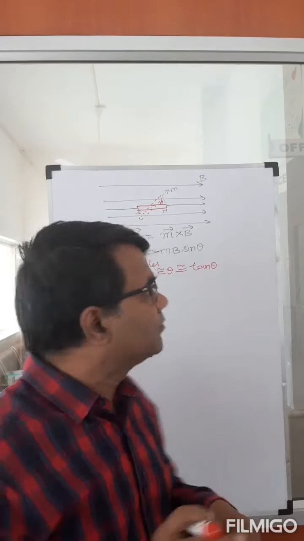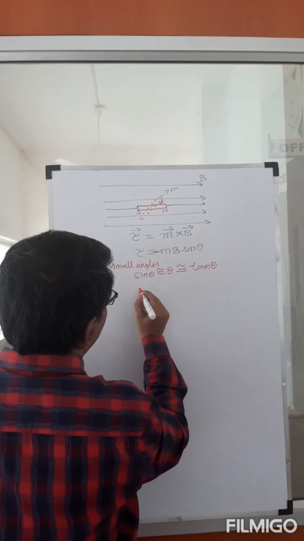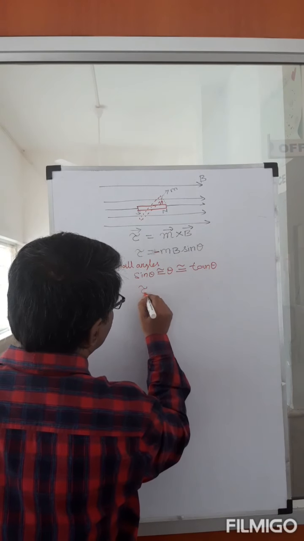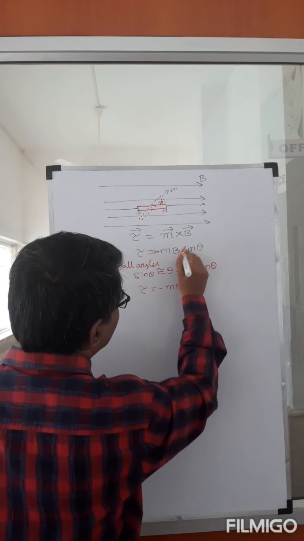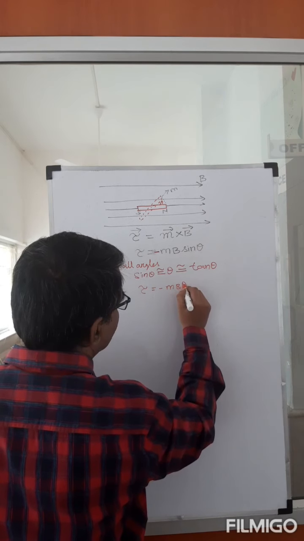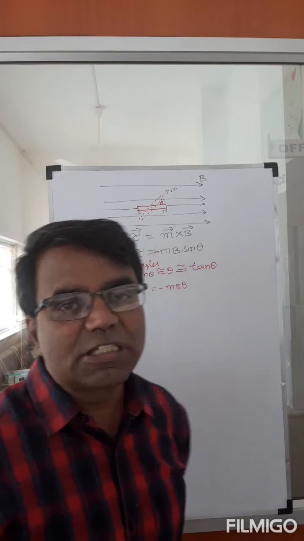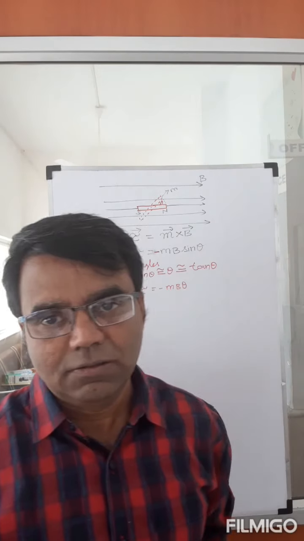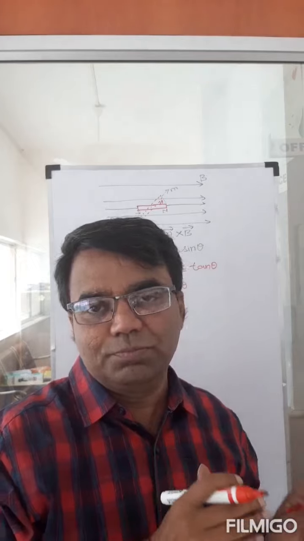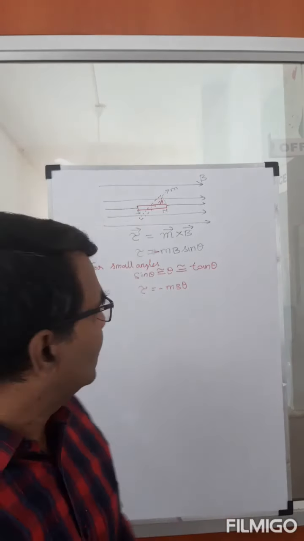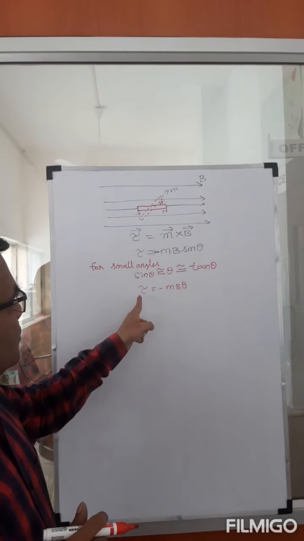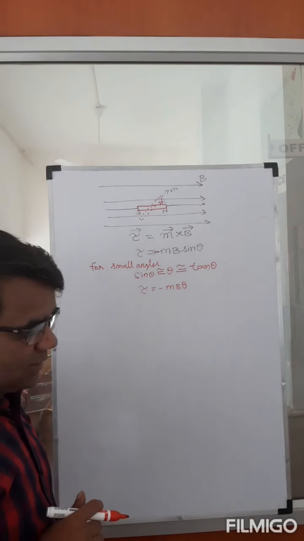That is very important. So tau is equal to minus mB sine theta. I'm going to write theta. In this case, theta must be in radians. Don't take the theta value to be in degrees. It's in radians now. So tau is equal to minus mB theta.